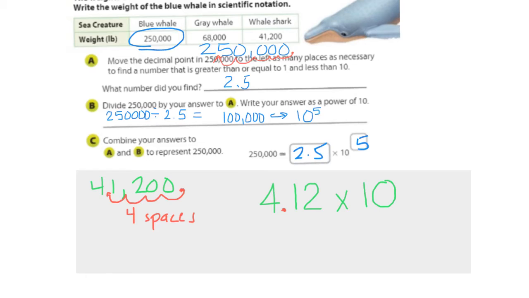Scientific notation said you have to have a product times 10 to some power. So here's my number that's 1 or greater but less than 10. 4 and 1200ths is less than 10 but greater than 1. I'm multiplying it by 10 to some power. And that power comes from the number of spaces I moved it. Because every time I move my decimal place, that's a power of 10. So I moved it 4 spaces. So this, ladies and gentlemen, would be the number of the whale shark written in scientific notation.